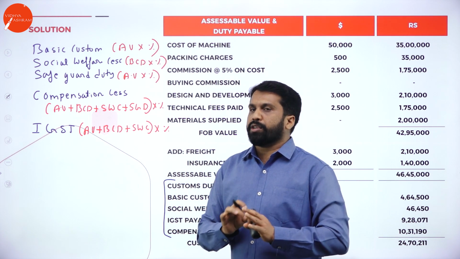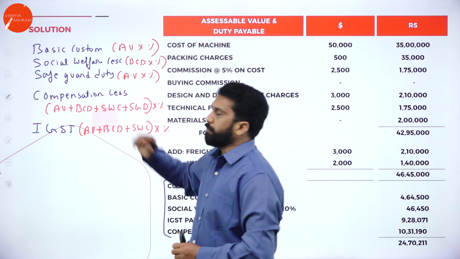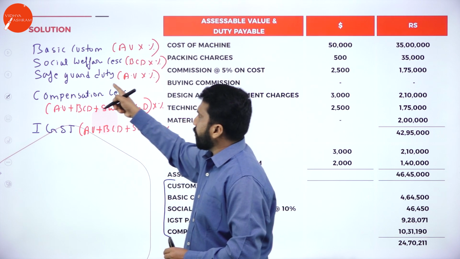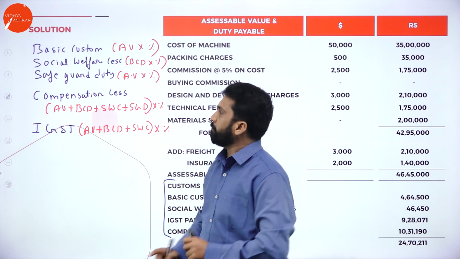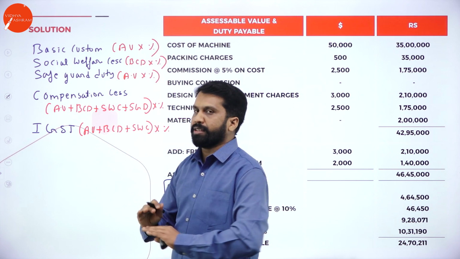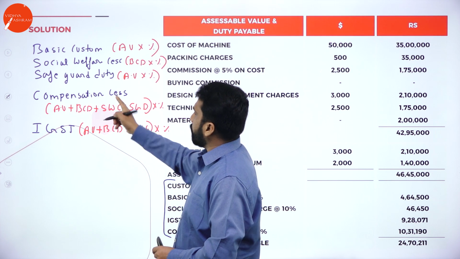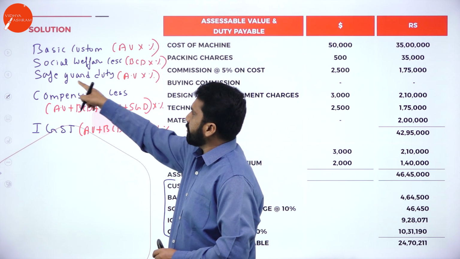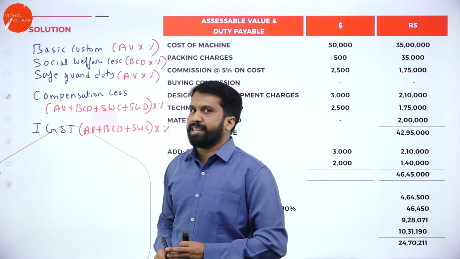Now, if in the question paper they have not given safeguard duty, then you take basic, social, compensation, IGST. That's it. While calculating compensation, we will not consider safeguard duty. Why? Because in the question paper it is not given.